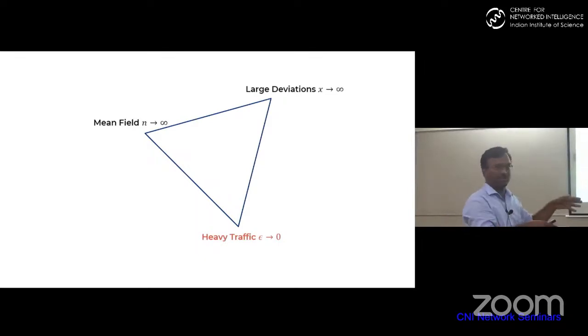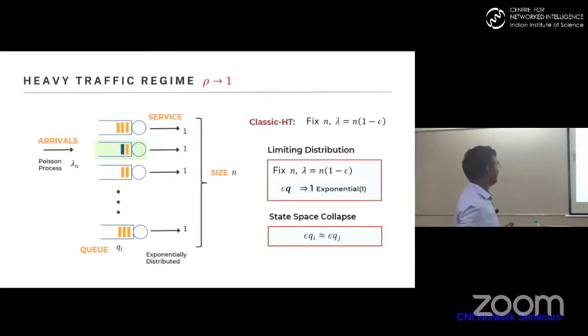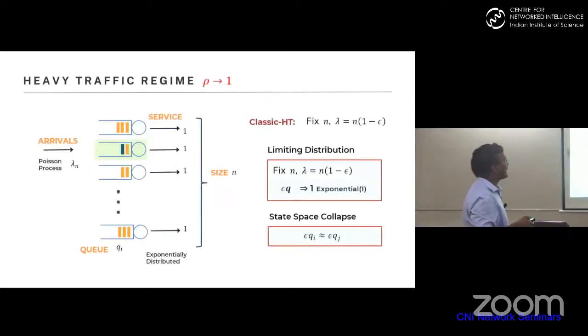So in this part of the talk, for the next 20-25 minutes or so, I'll basically do a survey of results in all the three regimes. So let's start with heavy traffic. We said that the stability condition is that the total arrival rate should be less than n. Here I said the service rate is mu equal to 1. So lambda should be less than n. So I make lambda very close to n. I pick lambda as n times (1 minus epsilon). As epsilon goes to 0, lambda is approaching n.